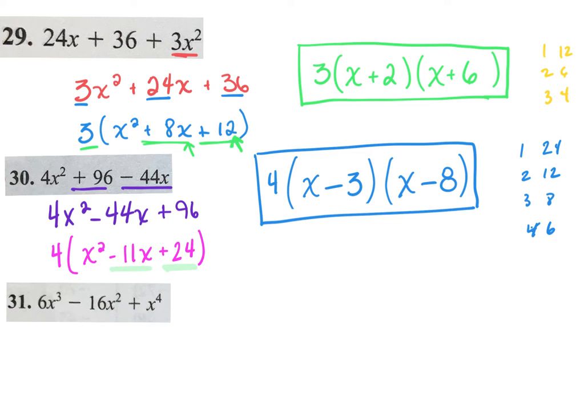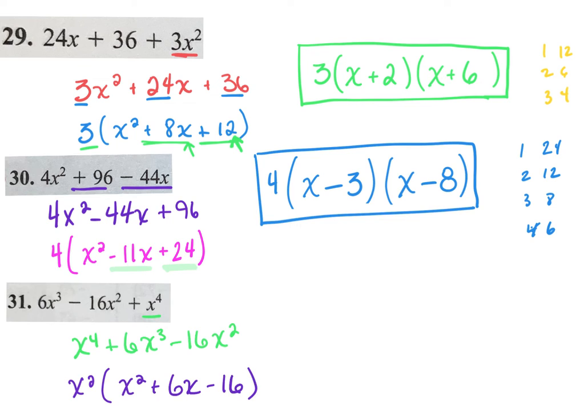All right, let's look at this last one. Standard form. So for this, standard form is going to be the x to the 4th first, plus the 6x cubed, minus the 16x squared. Now between the numbers, I actually don't have anything I can take out, but in this one I can take out variables. What can I take out? I can take out an x squared. So I'm left with x squared plus 6x minus 16.